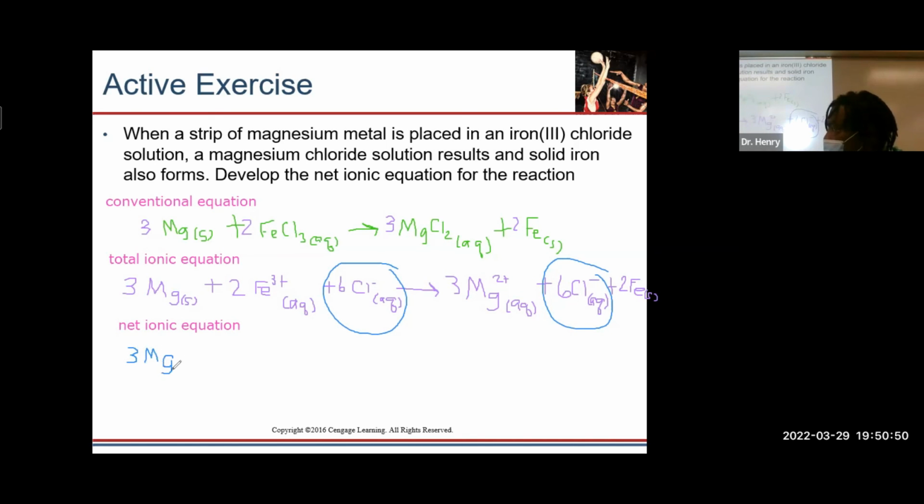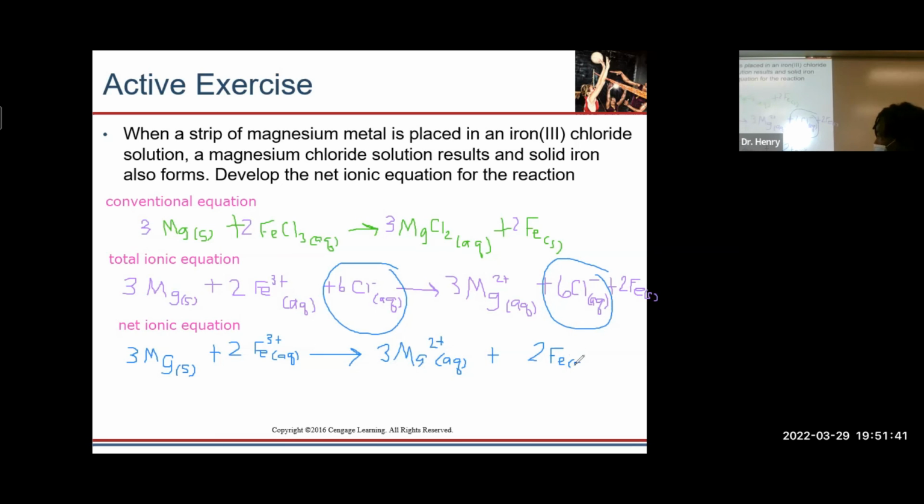So that's going to be 3Mg solid plus 2Fe 3 plus, and that's going to yield 3Mg 2 plus plus 2Fe solid. Okay, questions? No questions?